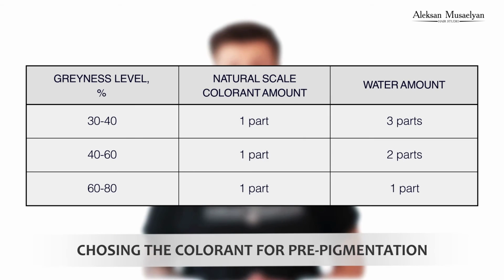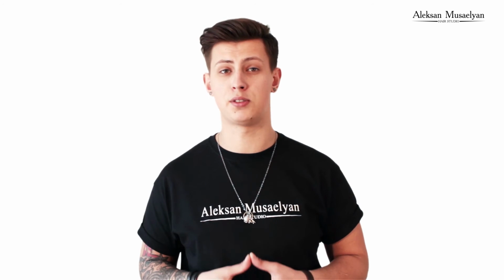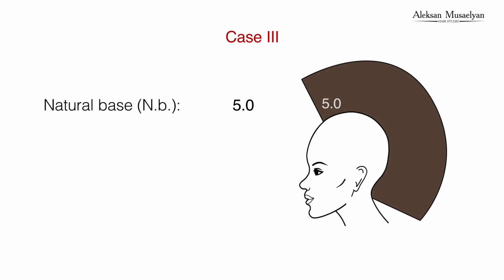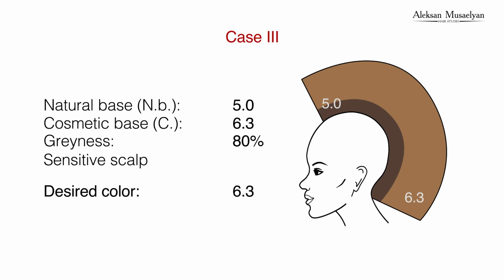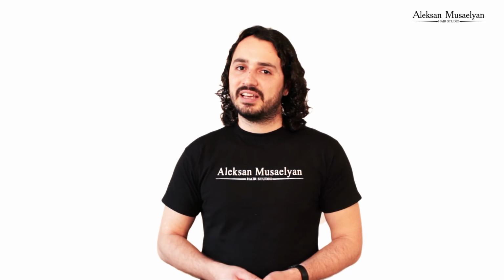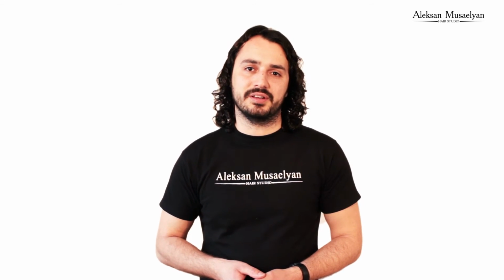If your client has a sensitive scalp, then while pre-pigmentation, it is required to mix the colorant with water, apply it to gray areas, leave it for 20 minutes, and start coloring without washing it away. The third case. Original color, natural base is 5.0, cosmetic base is 6.3. Grayness is 80% plus sensitive scalp. Desired color, 6.3. Let's start creating the coloring cocktail, focusing on our pigmentation table.